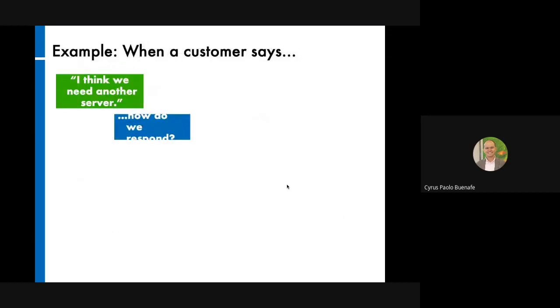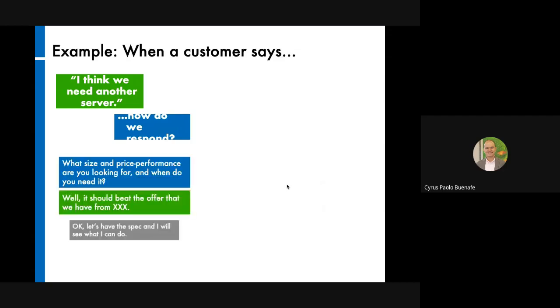So if your client says, "I think we need another server," how do we respond? One way is you can ask for the technicals. What size or price performance are you looking for? Well, it should beat the offer that we have from another supplier. Then let's have the spec and we'll see what we can do. That's one way to respond.